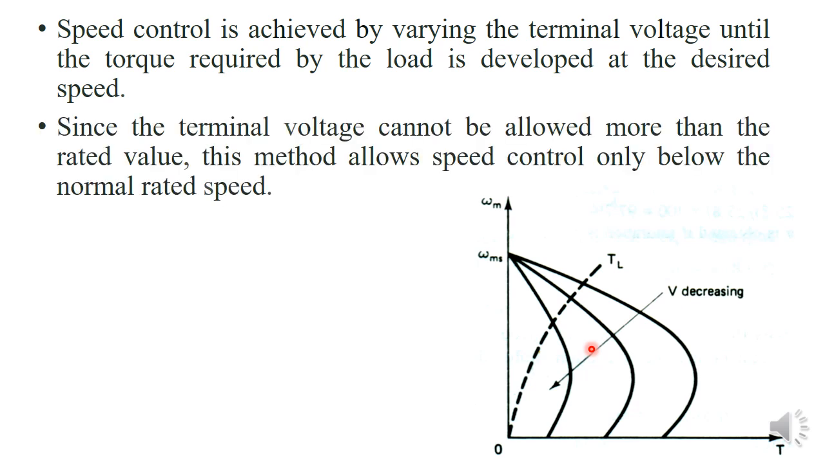That is mentioned in this point. Since the terminal voltage cannot be allowed more than the rated value, this method allows speed control only below the normal rated speed. That is the major disadvantage of this method. So, using stator voltage control, speed control can be achieved from zero speed to the rated speed.